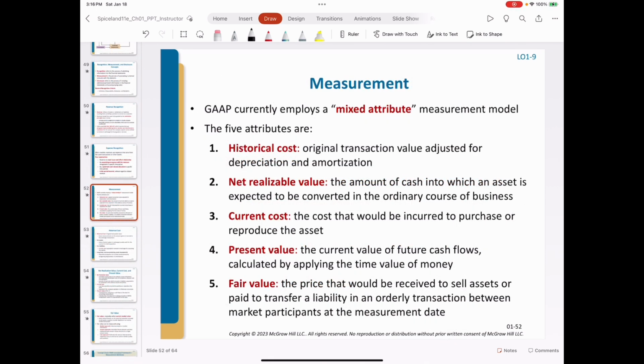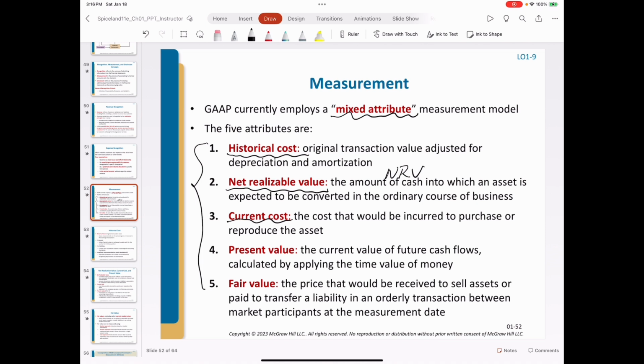Measurements. The US GAAP currently employs a mixed attribute accounting. In other words, we are allowed to use 5 different methods or measurements to report the elements of financial statements or for financial reporting. The first one is historical cost. Second one, NRV.